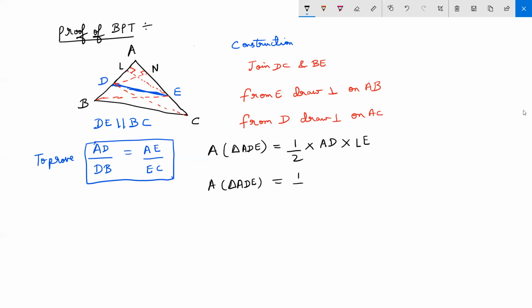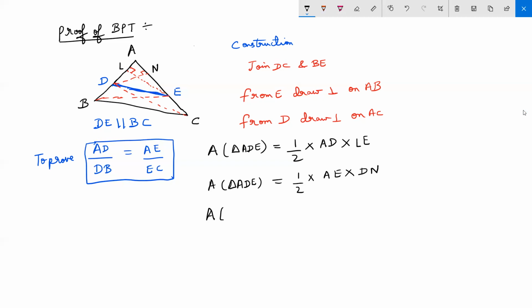Similarly, area of triangle ADE can also be written in another way. If I consider the base of the triangle as AE, then its height will be DN. Is it clear? So both are the area of the same triangle, but it can be written in two different ways. Is it clear? Now, below DE, there are two triangles, triangle DBE and triangle DEC. Is it clear? Triangle DBE and triangle DEC.